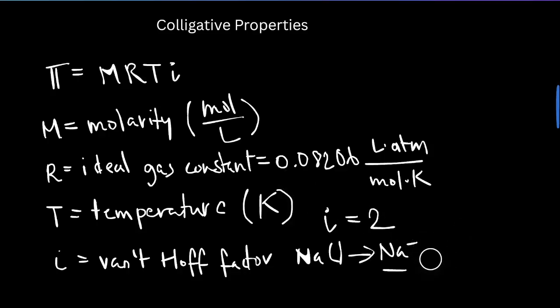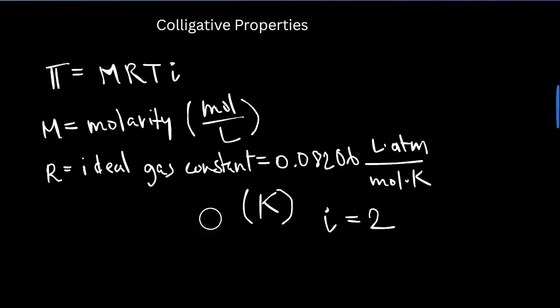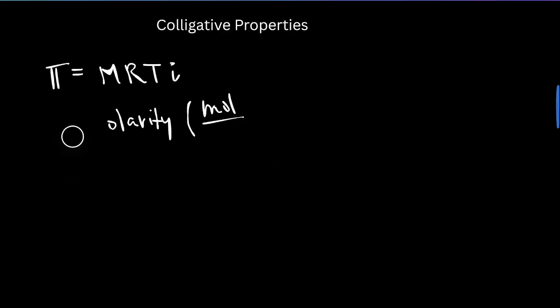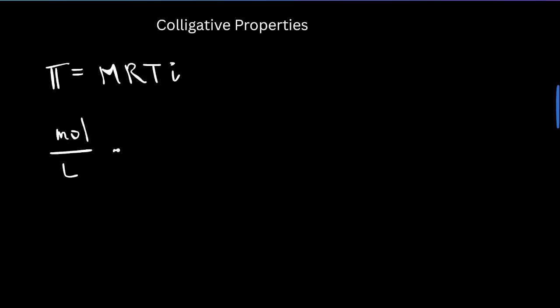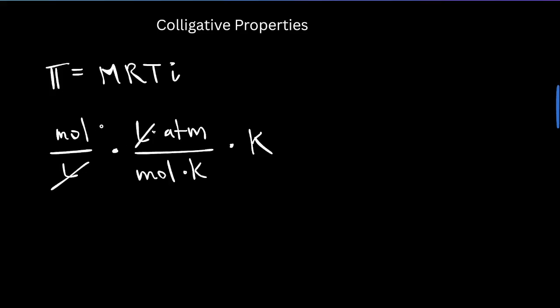Let me get rid of this to make some space, but you can see with our formula that if we were to plug in values, our molarity has units of moles per liter, times your gas constant, which is liters times atm over moles times Kelvin. And finally, your temperature is in Kelvin. Your Van 't Hoff factor is unitless, so we're not going to include it here. You'll notice that liters and liters and moles and Kelvin cancel out, and that leaves you with an answer in units of atm, which we know to be a unit of pressure. So it makes sense, since we're finding osmotic pressure.